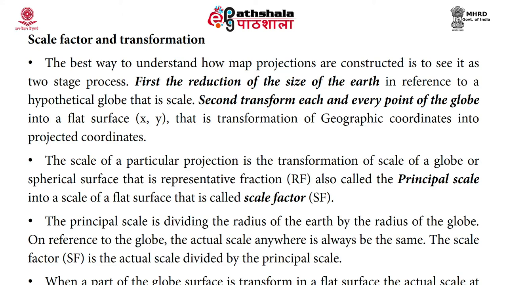When a part of the globe surface is transformed onto a flat surface, the actual scale at different parts of the map will be larger or smaller than the principal scale due to the inapplicability of a sphere's surface to a flat surface. This is why one cannot be transformed into the other without any distortion. Consequently, the SF will always vary from place to place on the map surface.